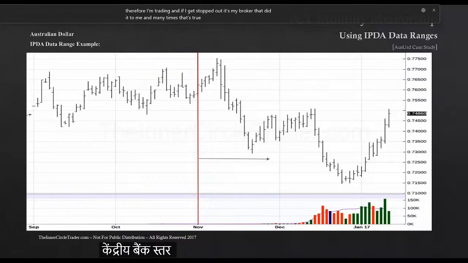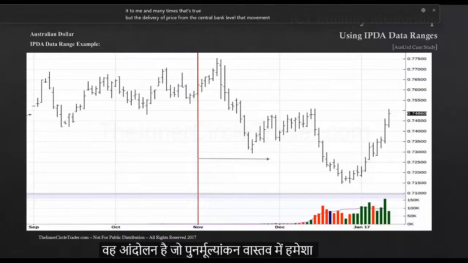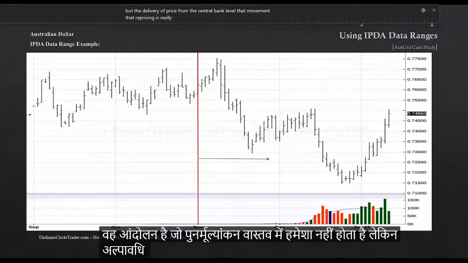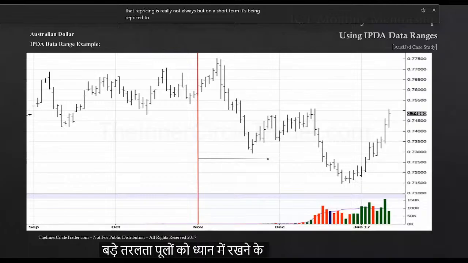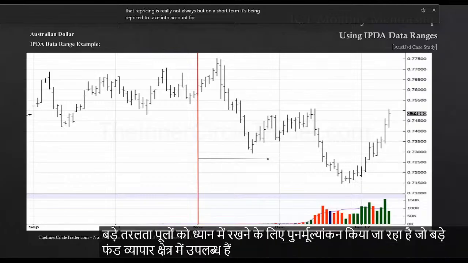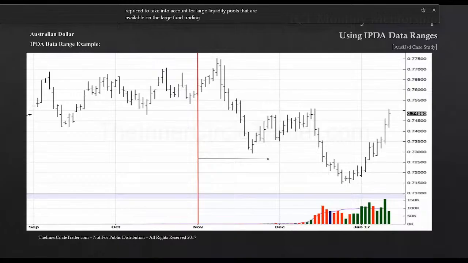But the delivery of price from the central bank level, that movement, that repricing, is really, not always, but on a short term, being repriced to take into account the large liquidity pools that are available in the large fund trading realm, not your little mom and pop FXCM, not your OANDA. None of those things are obvious or on the radar screen for what I'm teaching you here, but they are in close.